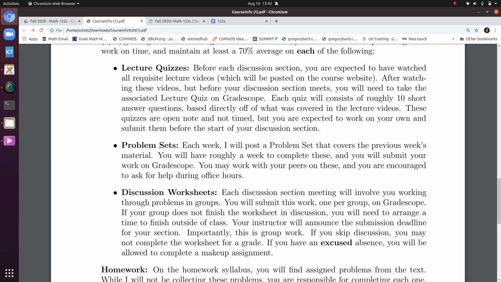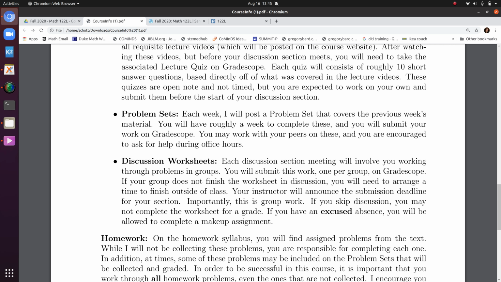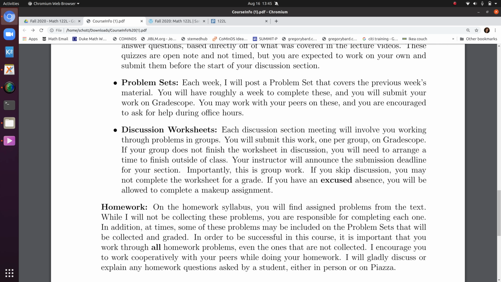So those are the only graded components. We won't have any exams. Consequently, we don't have a final exam, so the last day of class will be pretty much what's listed on our schedule. You'll also notice that I have homework on the schedule that I'll go to in a moment.